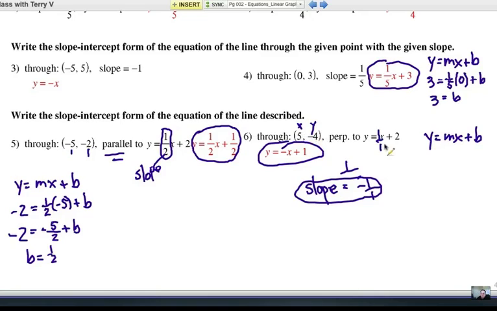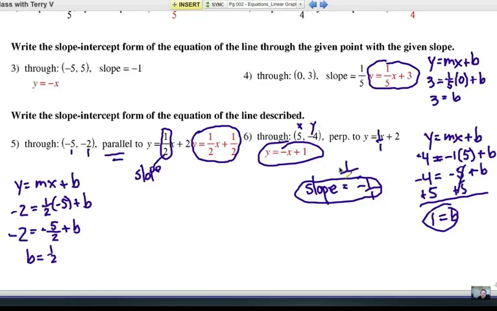Y, the y value is negative 4. The slope has to be a negative 1. And the x value we're going to try is from that point, which would be a positive 5, and plus b. We're looking for the y-intercept. So negative 4 equals negative 5 plus b. We're going to add 5 to each side, of course. And b equals 1. All right, we know the slope is negative 1. We know the y-intercept is positive 1. And that is why we get that equation.